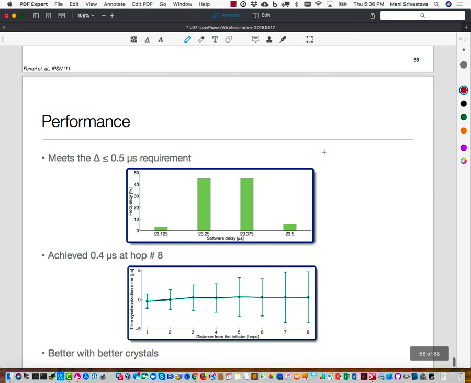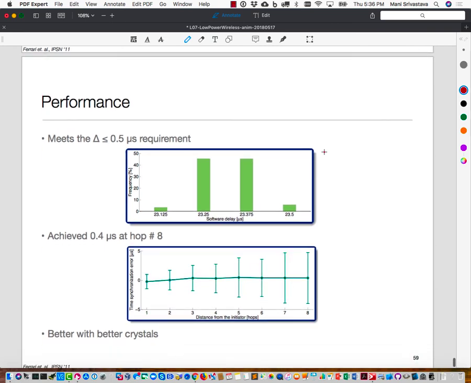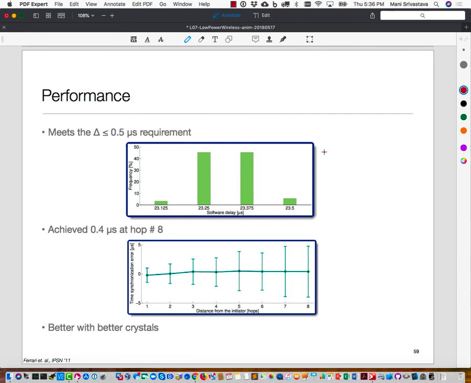So what this is showing is that this was their particular implementation. They were using a pretty puny microcontroller. I mean, this work is from 2011, so you can see that era. They were able to achieve half a microsecond by all those software tricks, and at hop number 8, they were still at a 0.4 microsecond thing.